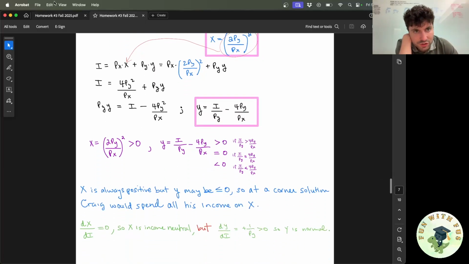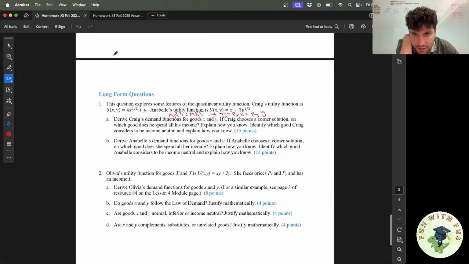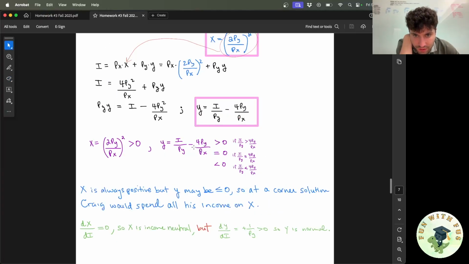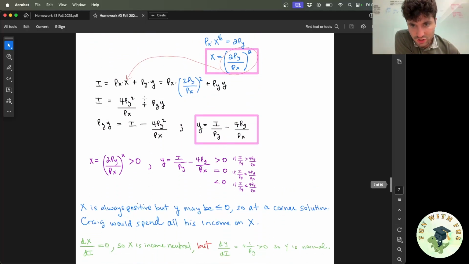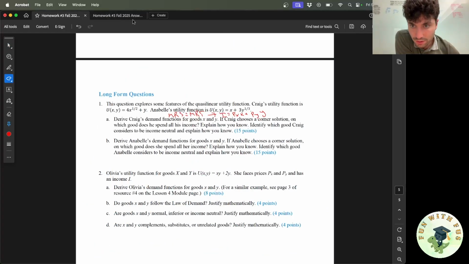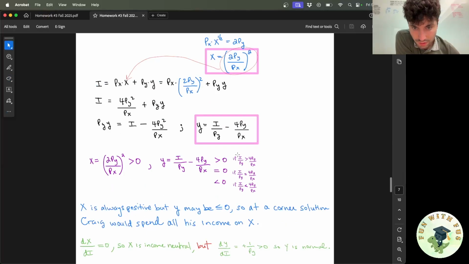I think that we do, what is it talking about? If Craig chooses a corner solution. So yeah, this is kind of hitting on a point that we mentioned earlier: since the price of y and price of x are always going to be positive, I know that x is always going to be positive or 0, whereas y can be negative.